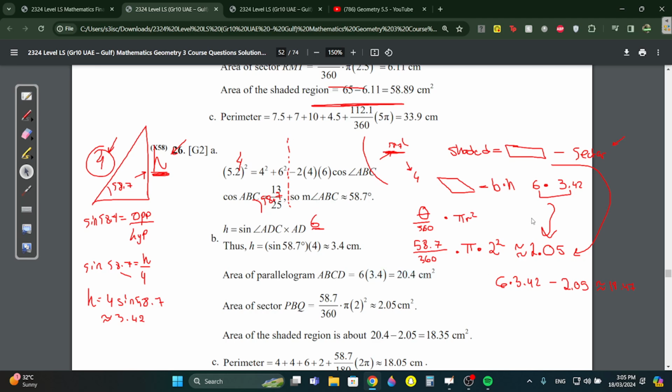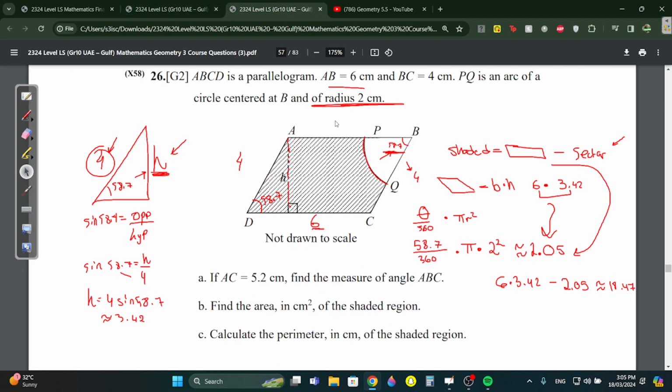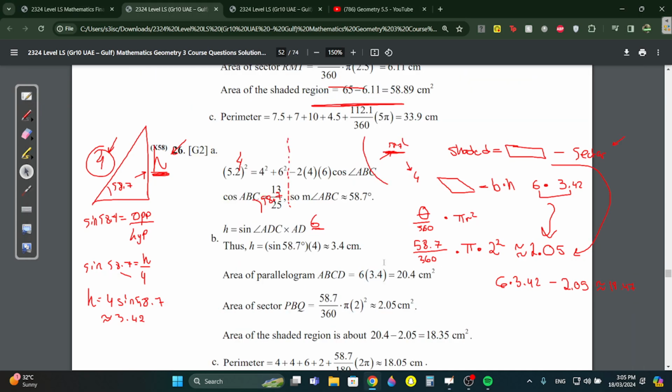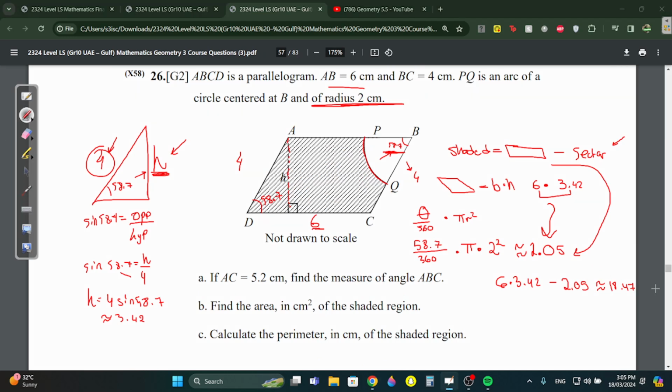We got the height is even. They use 3.4 as their height. We use 3.42. Honestly, my way isn't wrong at all. If they say one significant figure, or two significant figures, then keep it as 3.4. But if you did this and you got 18.47, you put centimeters squared, this will be correct. There's going to be nothing wrong with it.